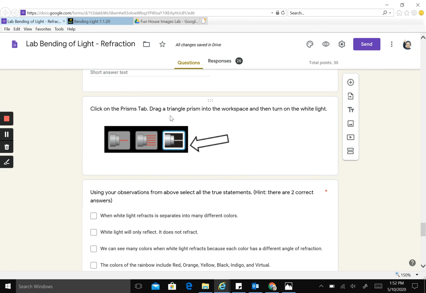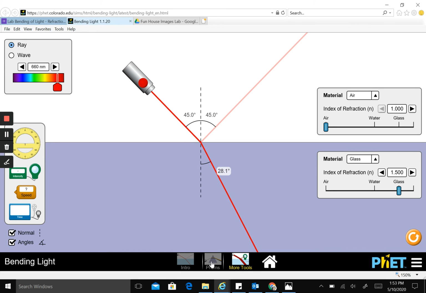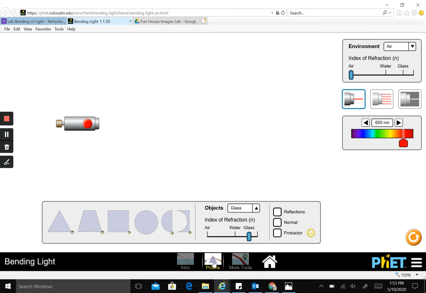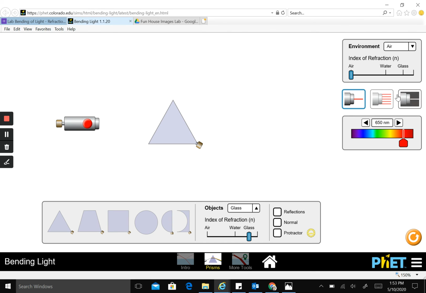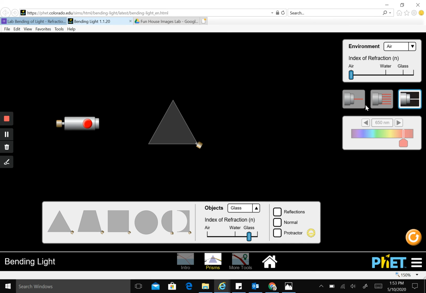Then it says click on the prisms tab. So you're going to click on the prisms tab and you're going to drag the triangle prism into the workspace. So let's take a look. Okay, here's the prisms tab down here in the bottom middle. Click on it. We're going to grab the triangular prism into the workspace, making sure it's in the path of the laser. And then it says use your observation. It does say turn the white light on. So make sure that it is white light and turn that on. Oh, here it is over here on the right. Click it, turn it on, and look, we can see what happens.